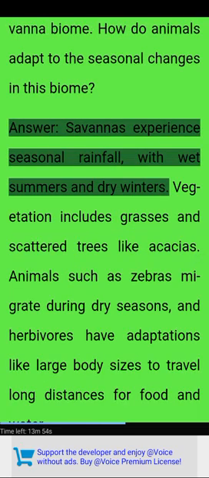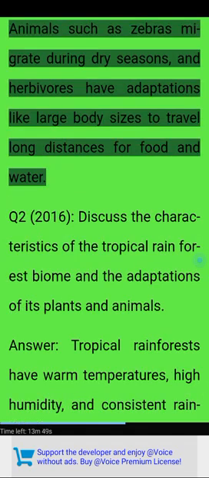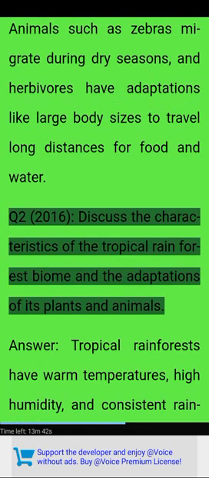Answer. Savannas experience seasonal rainfall, with wet summers and dry winters. Vegetation includes grasses and scattered trees like acacias. Animals such as zebras migrate during dry seasons, and herbivores have adaptations like large body sizes to travel long distances for food and water. Q2 2016.